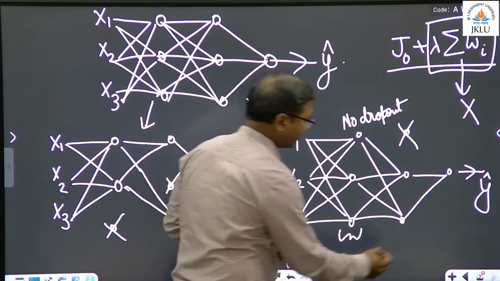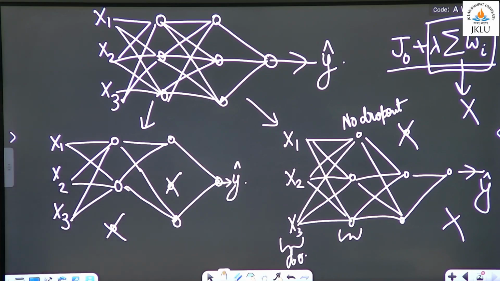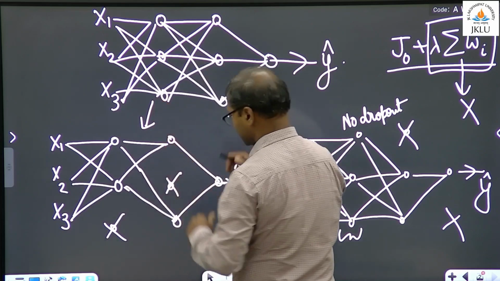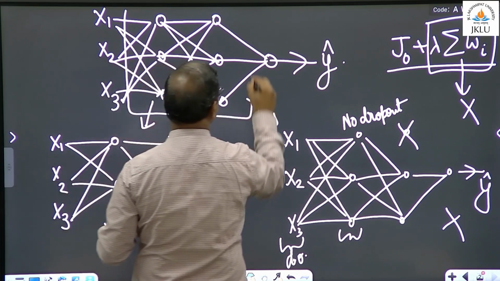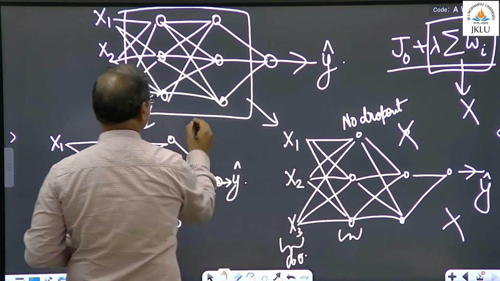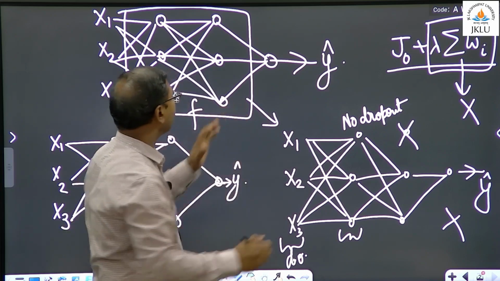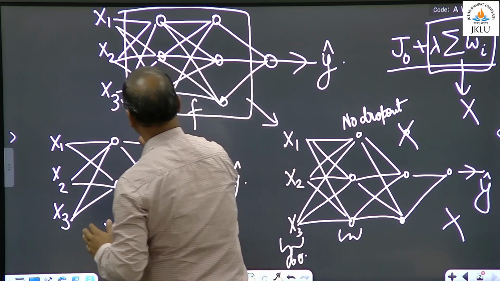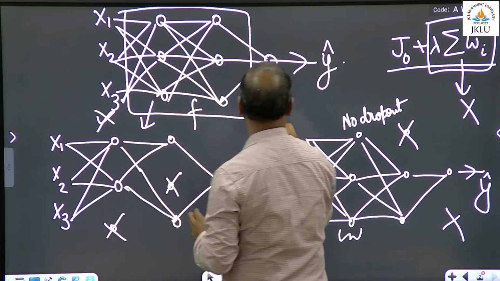Can I do dropout here? You can't do dropout in the input or output layer, because this is the function that my neural network represents, my function f that takes input to output. So you can't really drop anyone here or here. No dropouts here, no dropouts here.